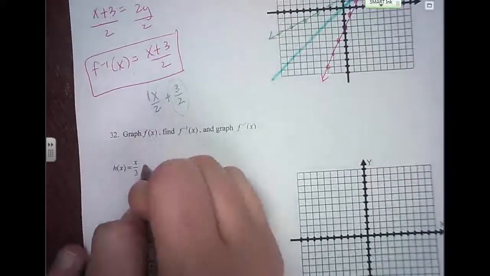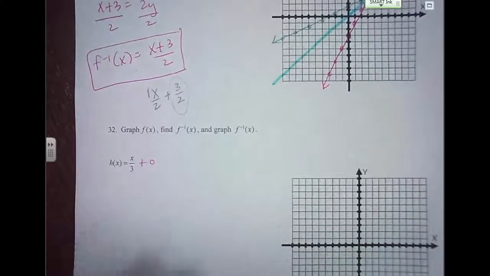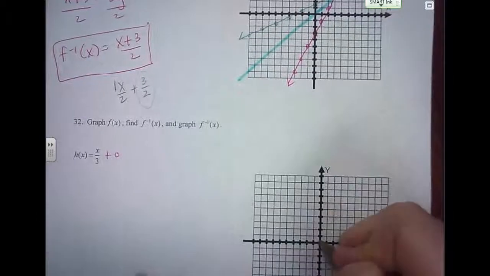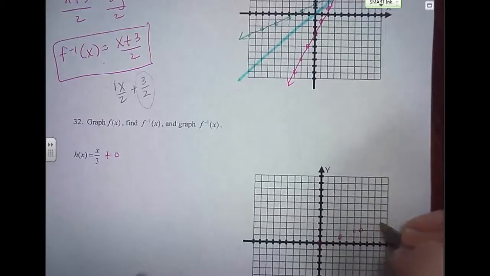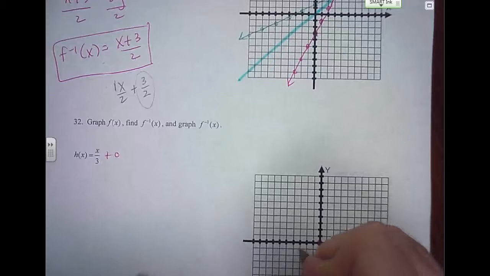Okay, and the last one, I'm going to graph this first. So this is a plus 0. So I'm going to start right at 0, 0. My slope is 1 over 3. So up 1 over 3. Oops. If I can count. Up 1, 1, 2, 3.